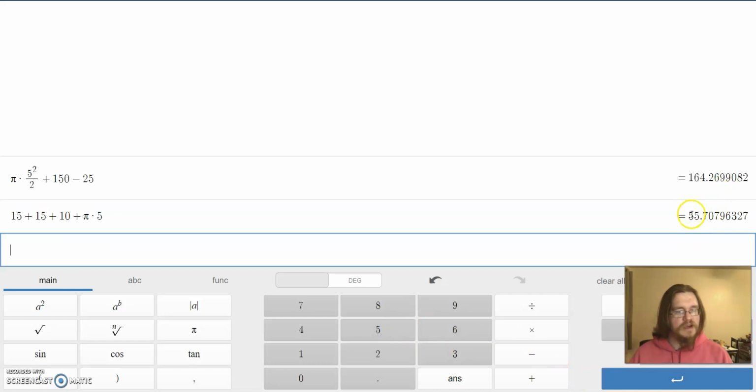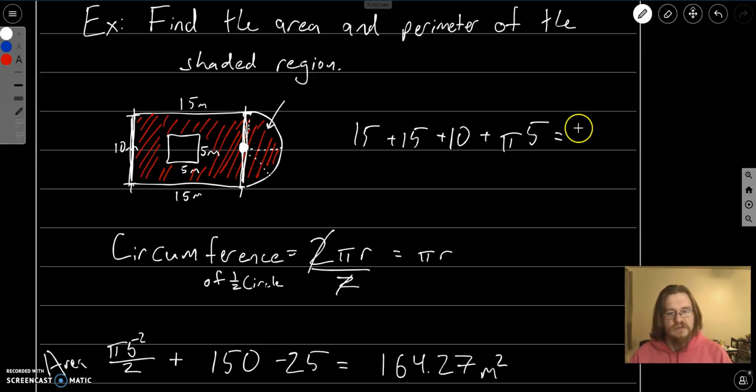That will equal 57.7 if I round it to the nearest hundredth. I see in the third decimal place is 7, so I round the second decimal place up. So this is going to be 55.71 meters. Again, meters because this is a length. It is the length of the outside.